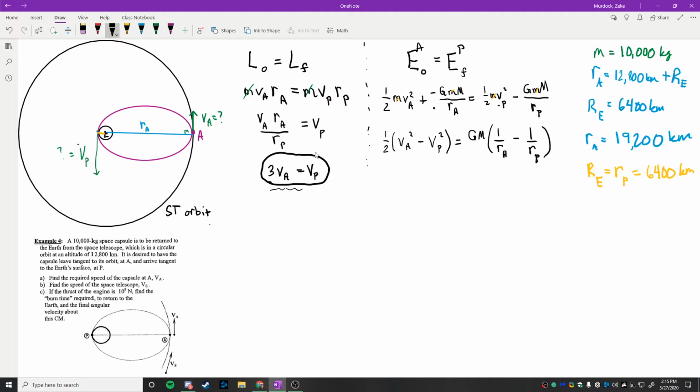Basically think about adding this term to the right-hand side, leaving this term the way it is. Okay, and now you pull this right here. 3VA is equal to VP, so we can do even more. We could also say here that RP is equal to, or 3 times R sub P is equal to R sub A. We can make that replacement too if we really wanted to.